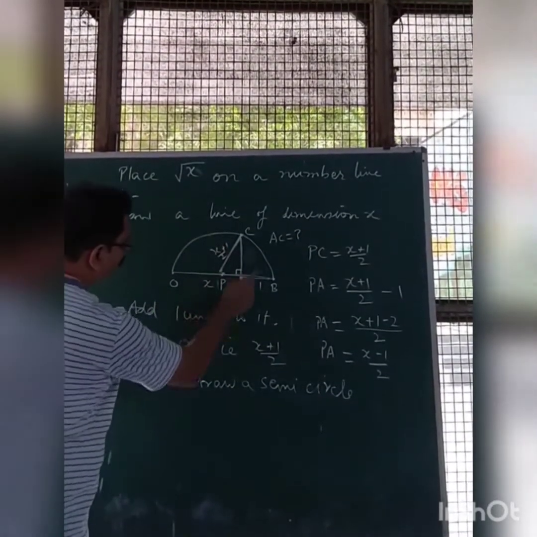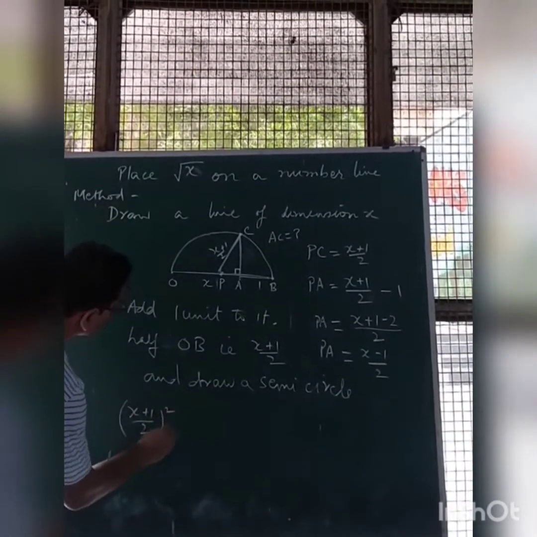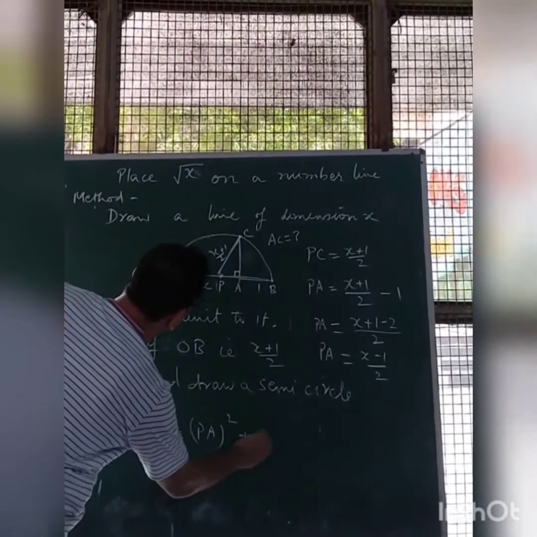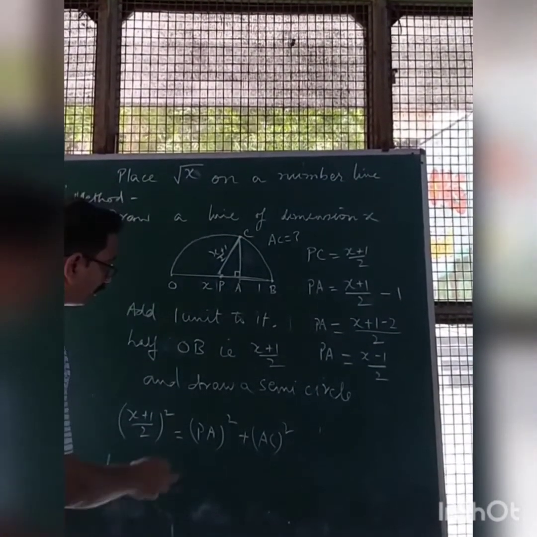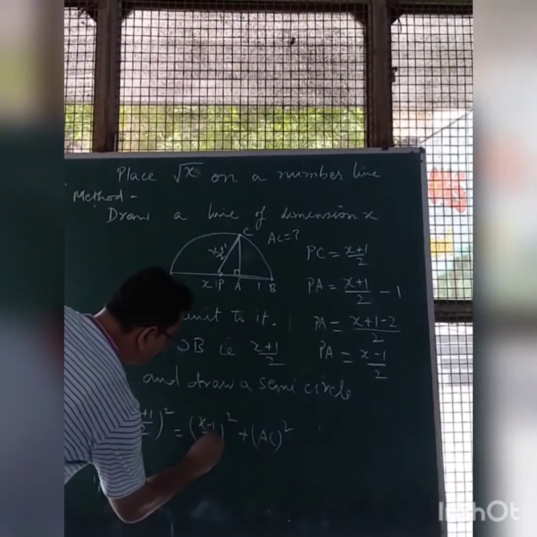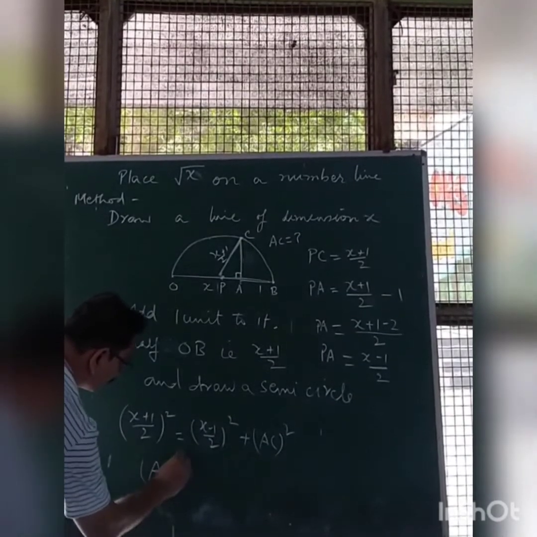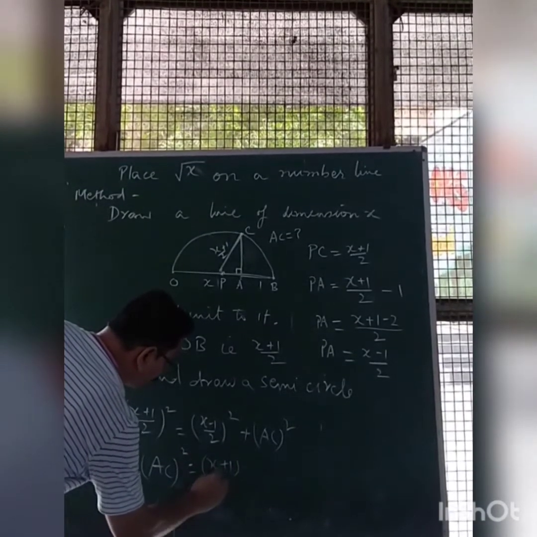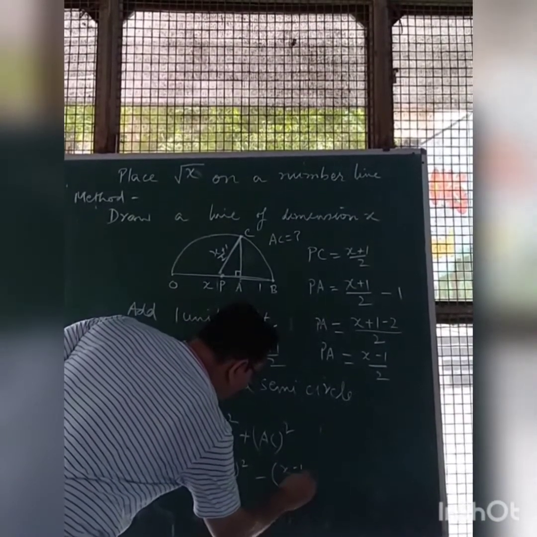Now applying Pythagoras through it, we have x plus 1 by 2 whole square is equal to PA whole square plus AC whole square. Now in place of PA we can write x minus 1 upon 2. We take this to this side, then AC square becomes x plus 1 by 2 whole square minus x minus 1 upon 2 whole square.